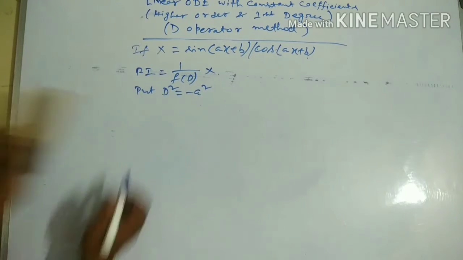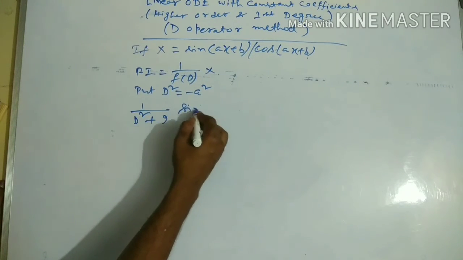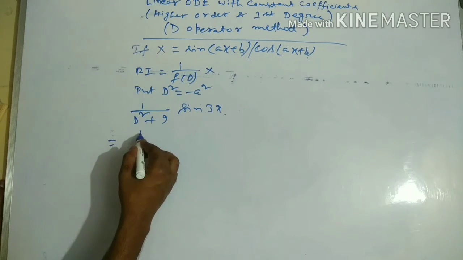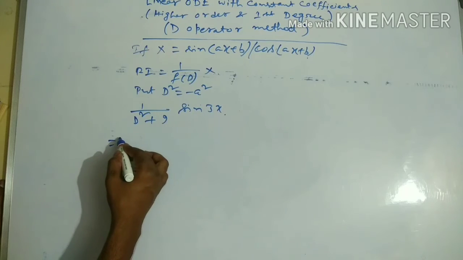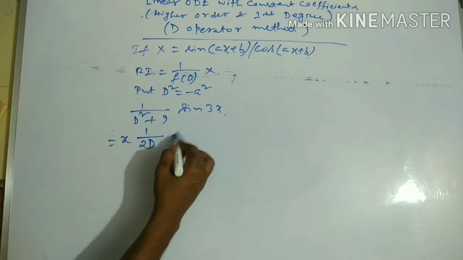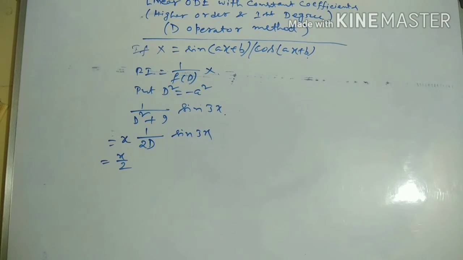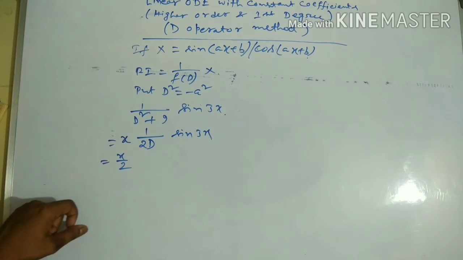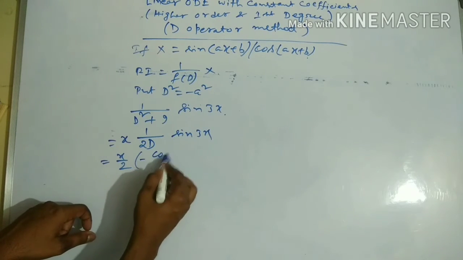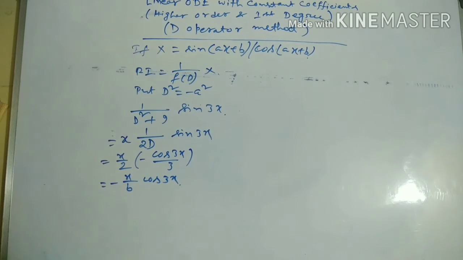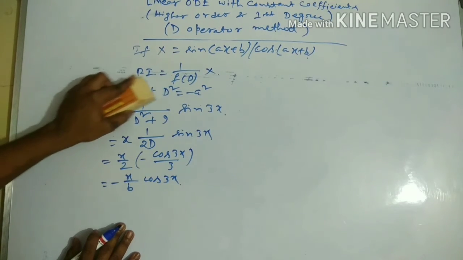Though I am giving an example. Suppose there is 1 by D squared plus 9, sine 3x. Then you see that if you put D squared equal to minus 9, then the denominator is 0. So, like the exponential function, we are following the same procedure. We are writing x and differentiate once, 2D operating on sine 3x. Now x by 2 and here 1 by D. And in the starting of this video, I have proved that 1 by D is equivalent to integration. That is integration of sine 3x. So this will be minus cos 3x by 3. That is minus x by 6 cos 3x. So if after putting D squared equal to minus a squared the denominator is 0, then we will follow the same procedure as in the exponential function. Okay. Now we are giving another example.